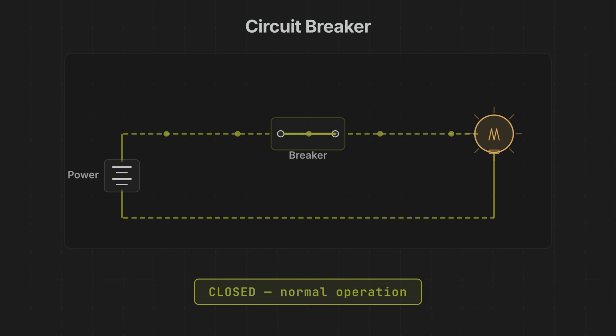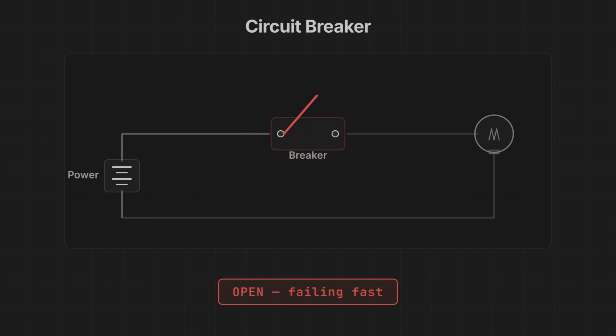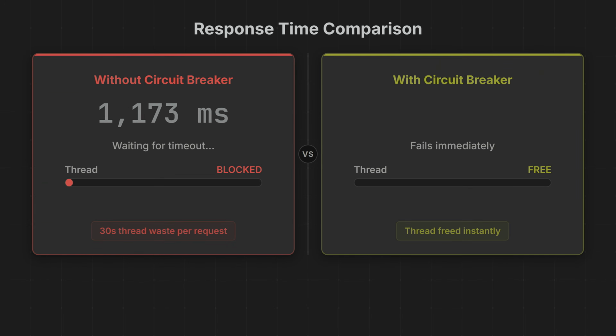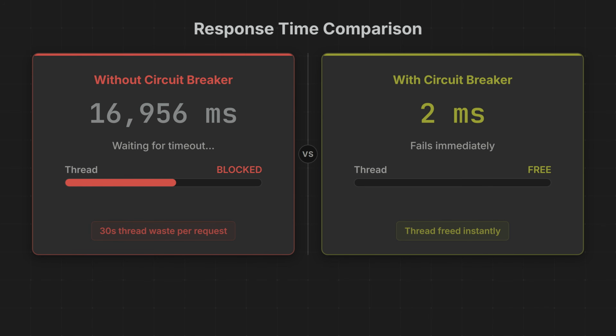A circuit breaker works exactly like the one in your house. When current flows normally, the breaker is closed. Requests pass through. When failures spike, too many errors, too many timeouts, the breaker trips open. Requests don't even attempt the call. They fail immediately. That's the main difference. Without it, each request waits for a timeout, 30 seconds of a thread doing nothing. With the breaker open, you fail in milliseconds. Your threads stay free.